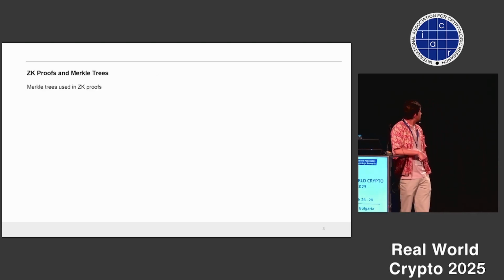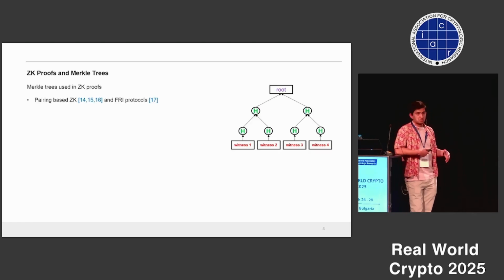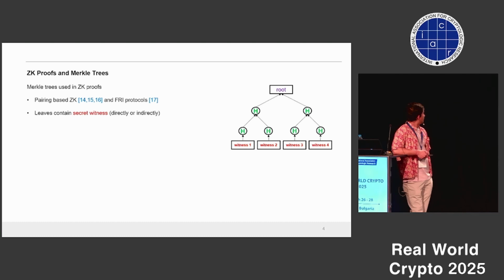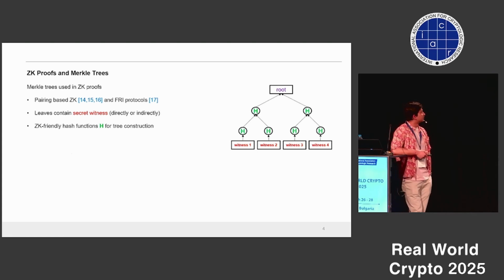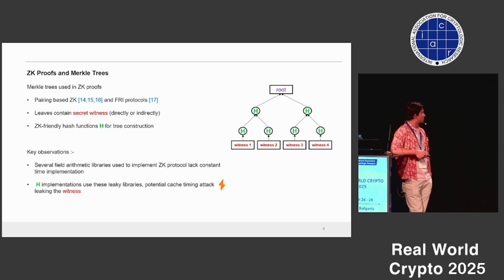So, ZK proofs and Merkle trees. Merkle trees are used in ZK proofs. In our work, we looked into the pairing-based ZK and the FRI-based ZK protocols. Here the secret, or the witness, is stored at the leaf of the Merkle tree, and preferably a ZK-friendly hash function is used for constructing this tree. The key observation was that if the field arithmetic library is leaking, so will the hash function, or the state of the hash function, and we can also leak the secret witness.